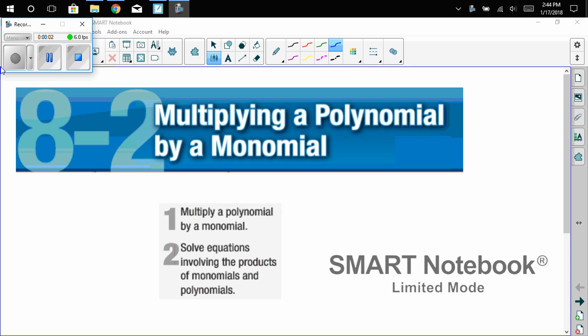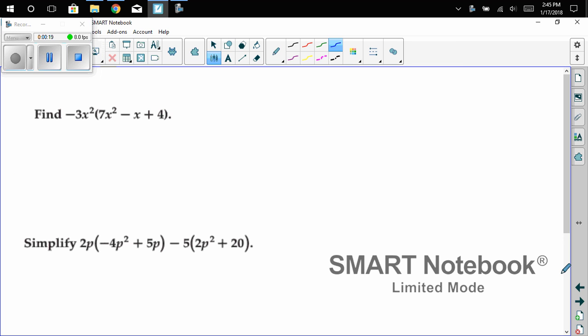Okay, today we're going to do Chapter 8, Section 2, multiplying a polynomial by a monomial. We need to remember back to last chapter that when we multiply exponents, we add exponents on the common base. That's going to be an important rule to remember as we go throughout today. So basically, multiplying a monomial times a polynomial is just distribution. If you remember the distributive property from chapters past, we're going to use those rules.